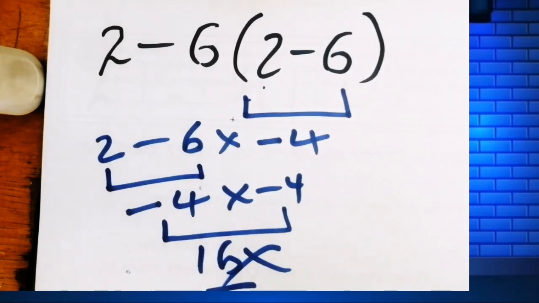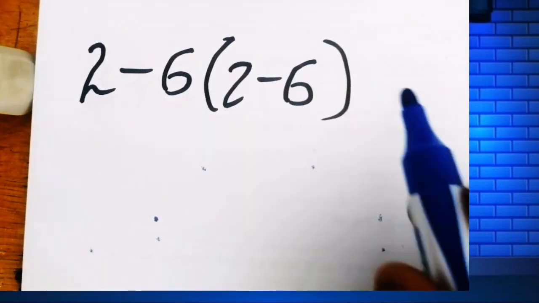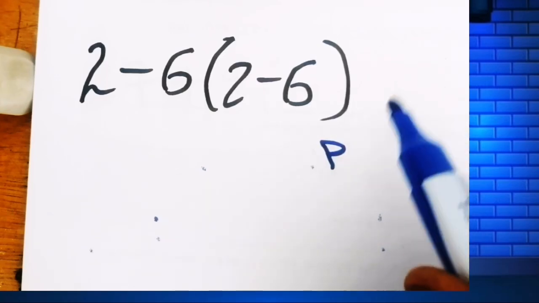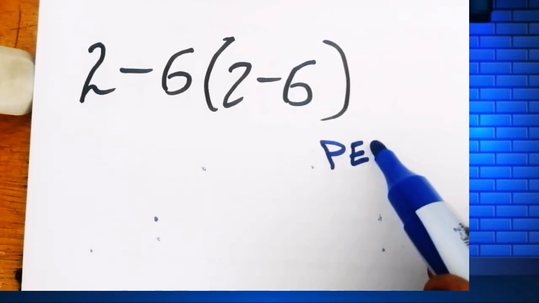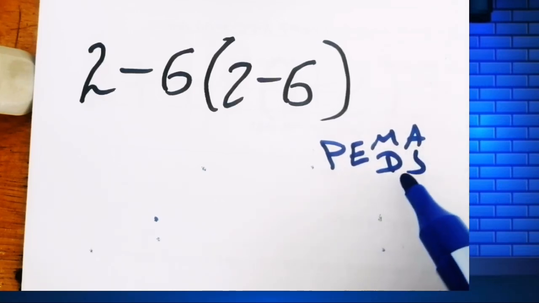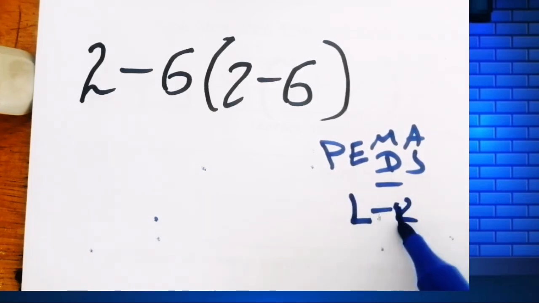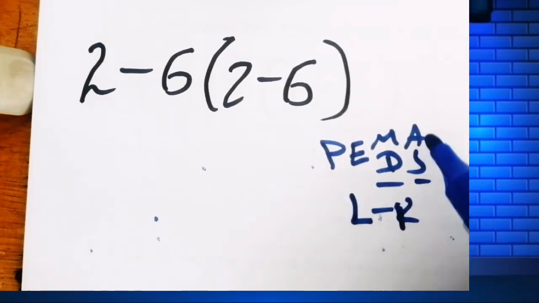Okay, but this is not the correct answer, because according to the order of operation PEMDAS, first we have to do parenthesis, then exponent, and multiplication or division, and finally addition or subtraction. Remember that multiplication and division have equal priority. Work from left to right. The same applies to addition or subtraction.